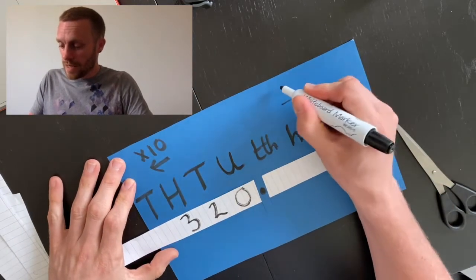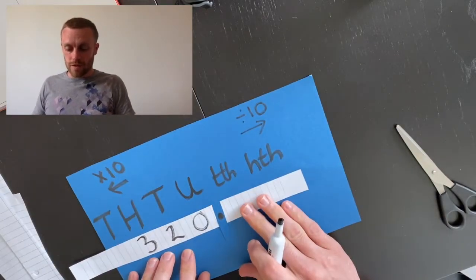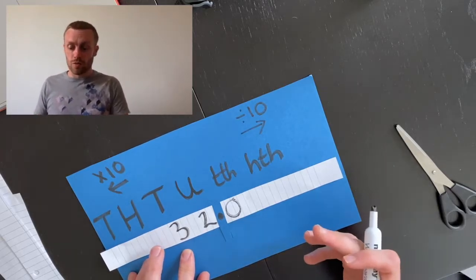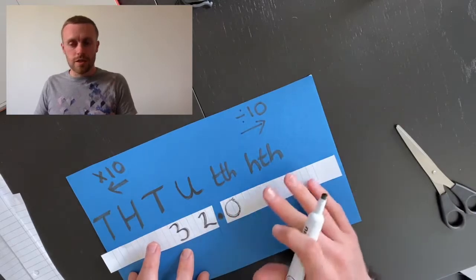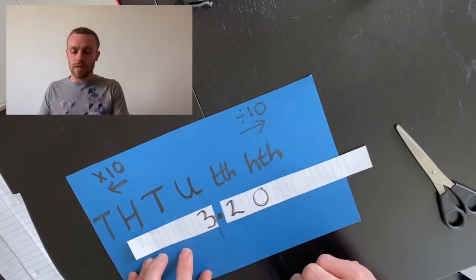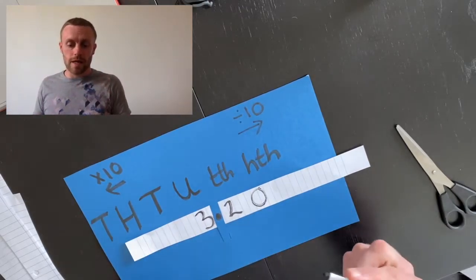If I want to divide by 10, I move the numbers to the right. So if I divide by 10, I move them one column to the right, and you can see it's 32.0 or 32. And I can carry on going. I can do 32 divided by 10 again. So if I move it one more column again, it becomes 3.20 or 3.2. So it's a really visual way of seeing.